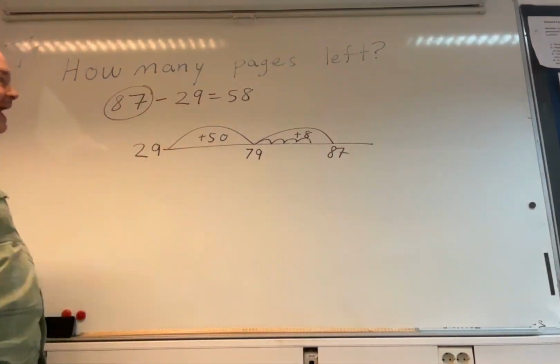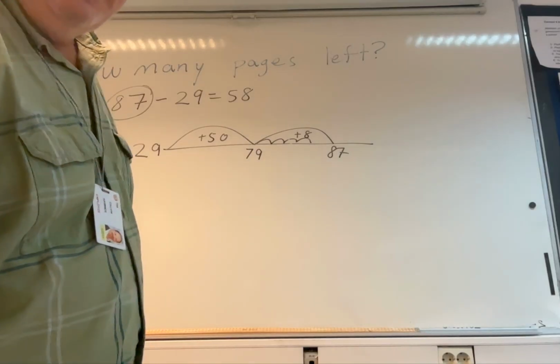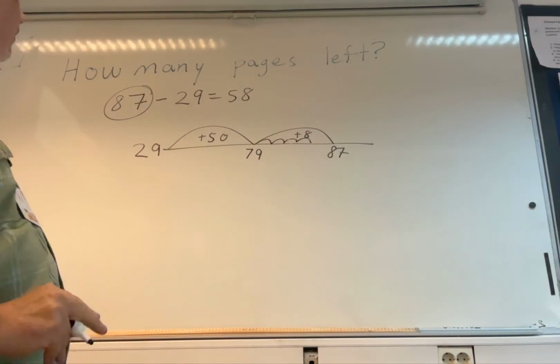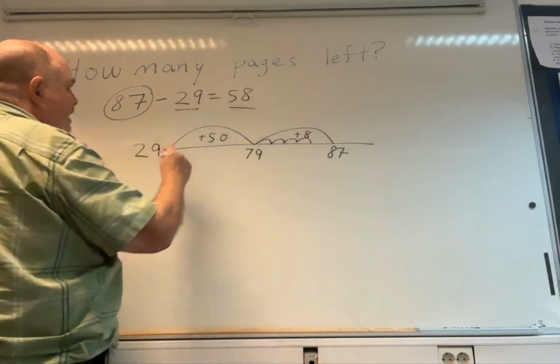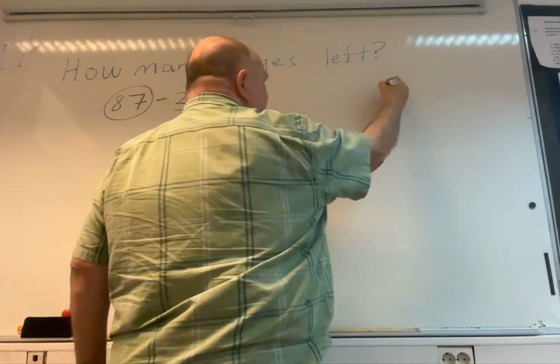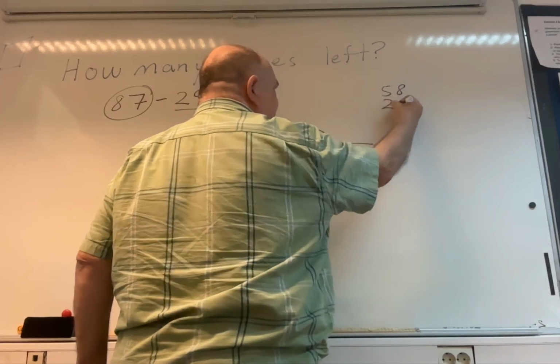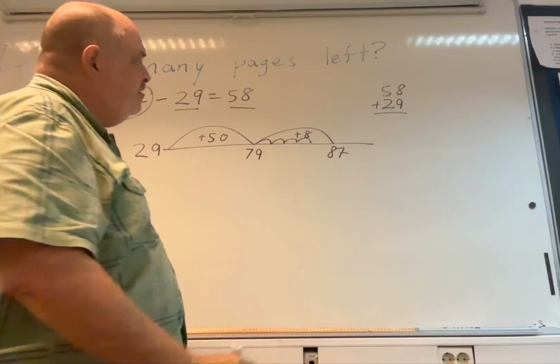All right, let's see if I got it right now. Sometimes I make mistakes with my subtraction. I don't often make it with addition. So if I get it right, this number and this number will make the same number as this, okay? So I'm going to try it out here. I'll put 58 on top because I usually put my large number on top. And I'm going to add 29 to it.